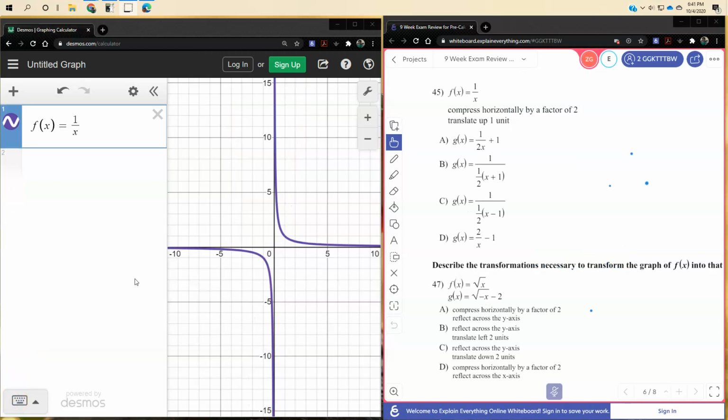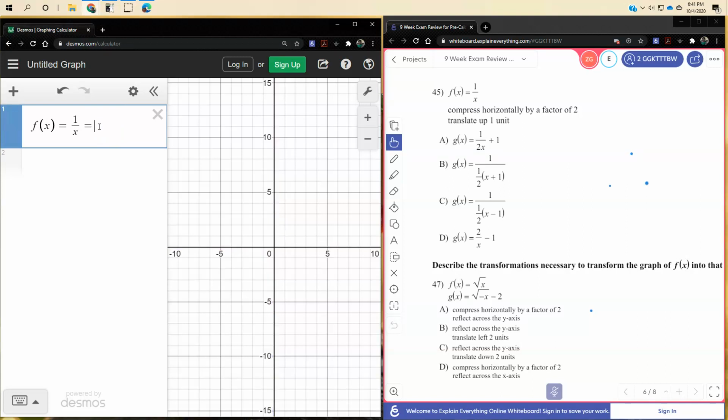So the parent function for 45 is 1 over x. Now I know that I want to translate it 1 unit up, so all I have to do to f of x, if you notice, look what I'm going to do, I'm just going to add 1, right? And you notice it went up 1 unit. Now the question is, how do I compress horizontally? So what I'm going to do is I'm going to write a 2 here, and then I'm going to write another function.